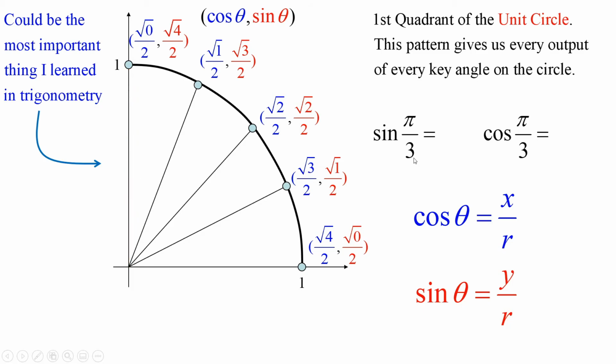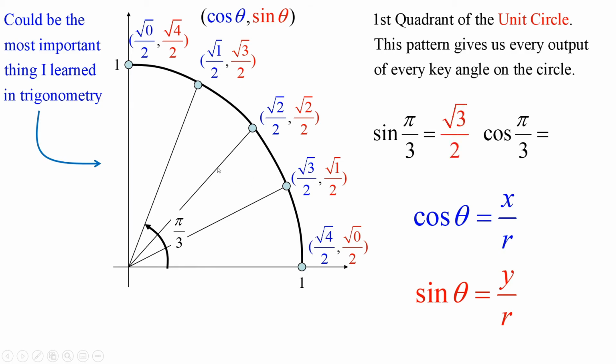Okay, so let's look at this now. Sine of pi over 3. Now, can you visualize where pi over 3 is right here, right now? And we're talking radians. 0 radians, pi over 6, pi over 4, pi over 3. There it is right there. So sine of pi over 3 is, well, you see that root 3 over 2?